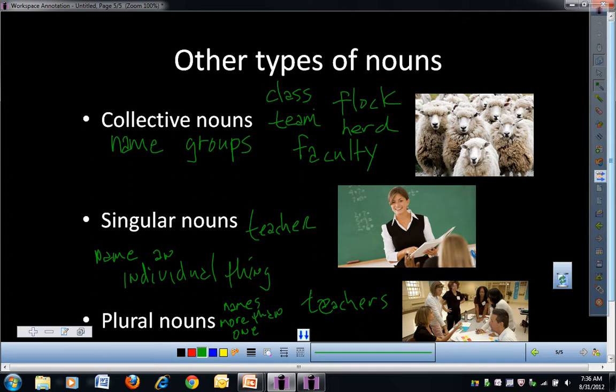All right, hopefully this is a good overview of nouns. Please let me know if you have any questions. We're going to really delve deep into the other parts of speech very, very soon.